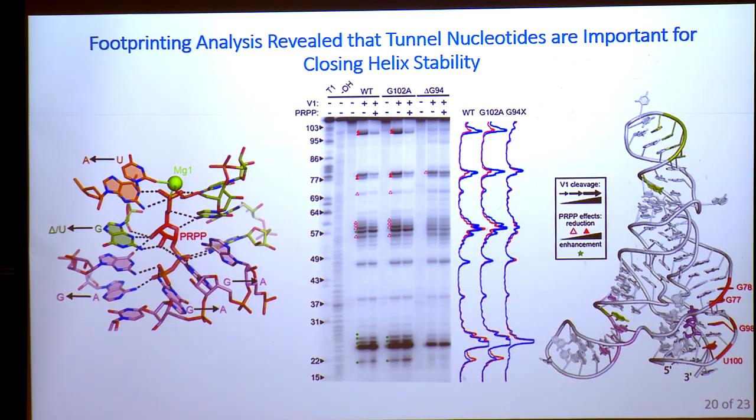Finally, to probe the importance of the nucleotides within the ligand-binding tunnel, I made several mutations to these nucleotides that I'm showing here, and I measured the binding affinity. Most of the mutations that I made resulted in a very big reduction or no binding of the ligand, indicating that these nucleotides are important for the recognition and stability of the RNA.